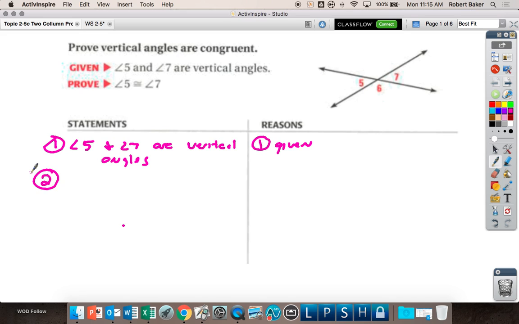Angle 5 and angle 7 are a linear pair. No, sorry. Angle 5 and angle 7 are vertical angles. Angle 5 and angle 7 are a linear pair. I'm so confused now. Isn't that what Rafe said? Oh, Rafe confused me. Angle 5 and angle 6 are a linear pair.